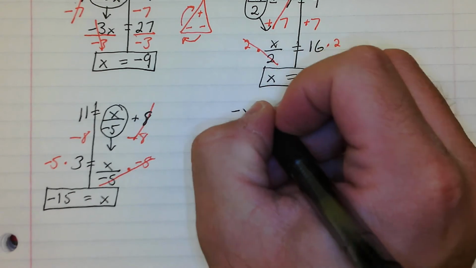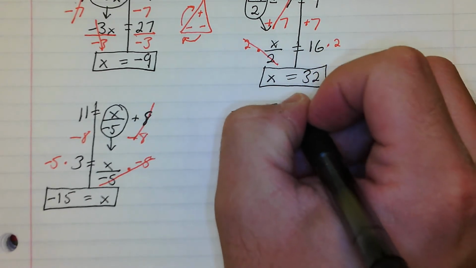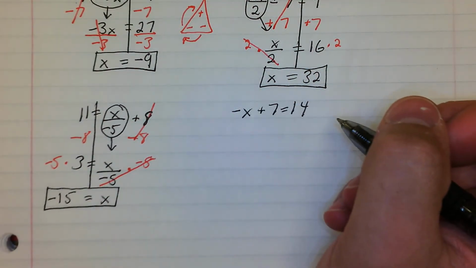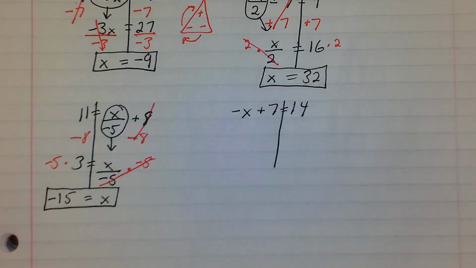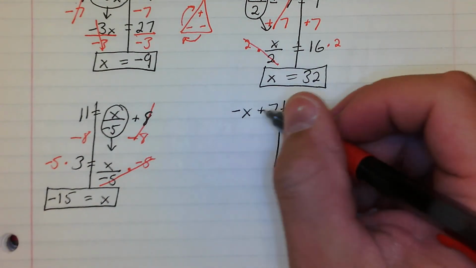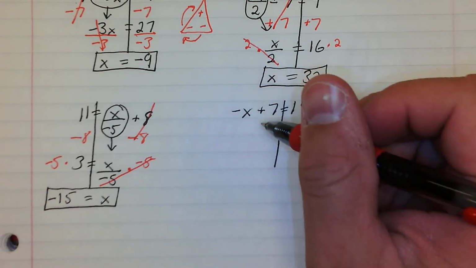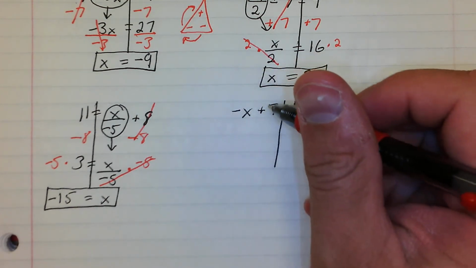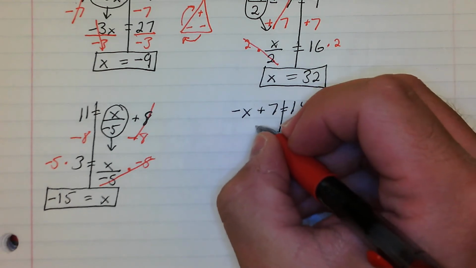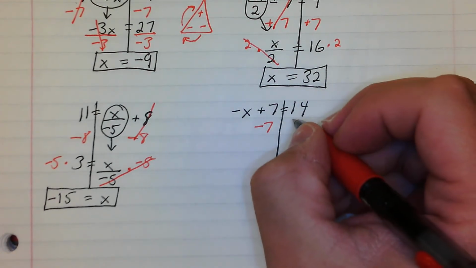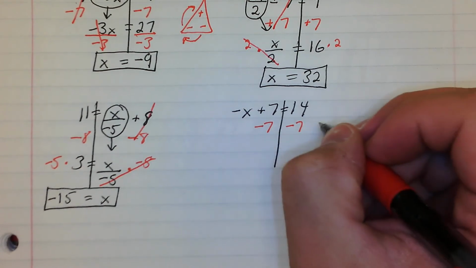One more. Negative x plus 7 equals 14. So again, I need to get rid of the addition or subtraction first. Don't mess with the variable just yet. I got to get rid of the constant first. So we have plus 7. I'm going to do the opposite of adding 7. I will subtract it. What I do to one side, I do to the other.